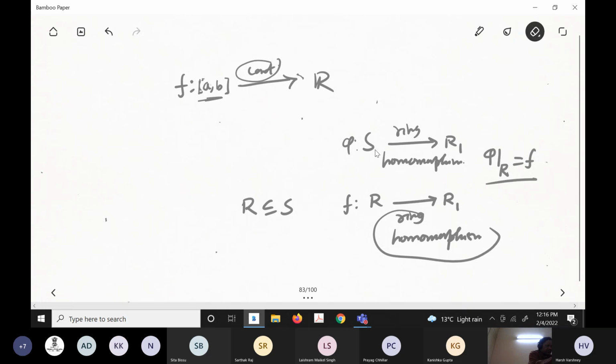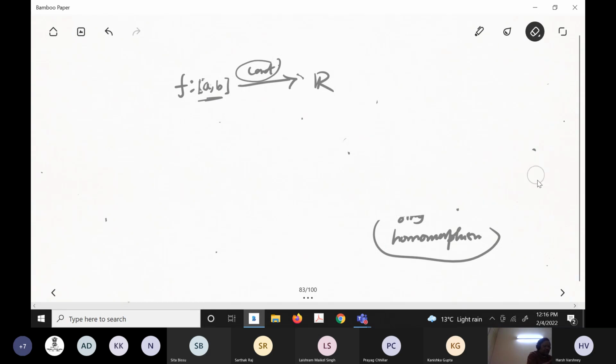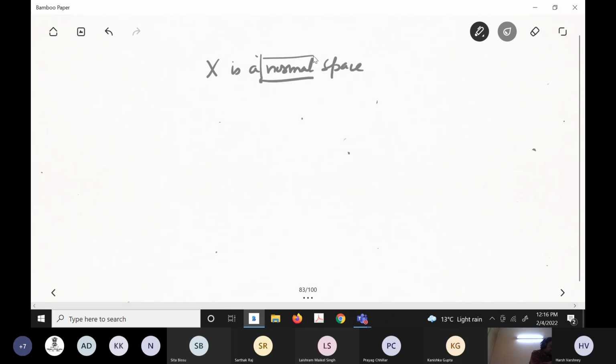So Tietze's extension theorem, like I told you, says that if you have a closed set, you will get the extension. You don't need to bother about the proof of Tietze's extension theorem; I won't give you the proof, but you should be able to apply it. Apparently there are two forms, and you should know both. Suppose it is required that X is a normal space. This is Tietze's extension theorem.